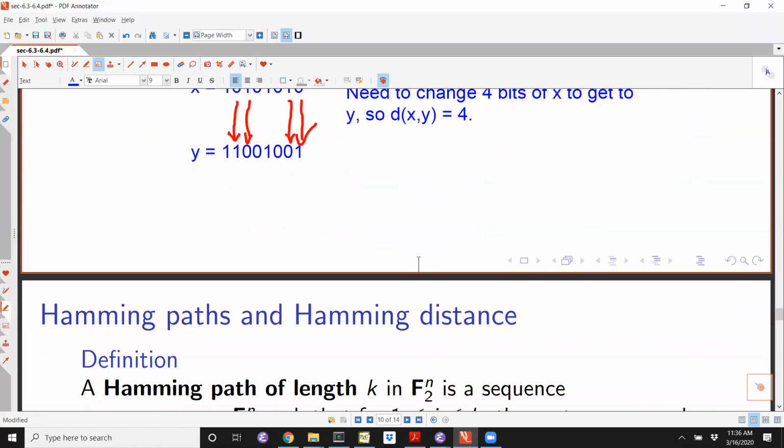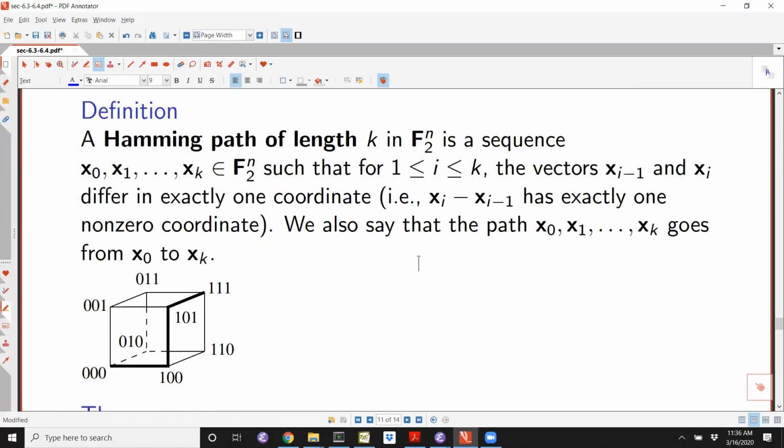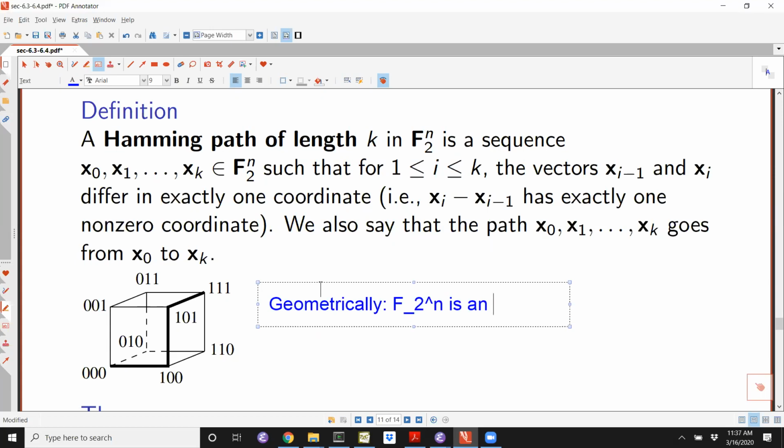All right, so that's what the Hamming distance is. A Hamming path is sort of similar. Here's a way of thinking about this geometrically. You have to be pretty geometric for this to be helpful, but it's kind of helpful. Geometrically, F2 to the n is an n-dimensional cube.